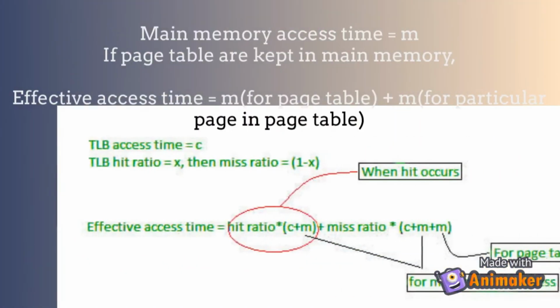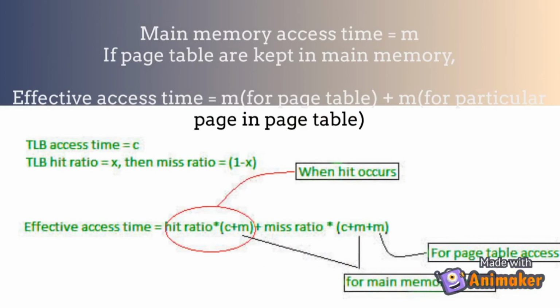Here is the formula given for calculating effective access time, where m stands for mean memory access time: effective access time equals hit ratio into c plus m, plus miss ratio into c plus m.